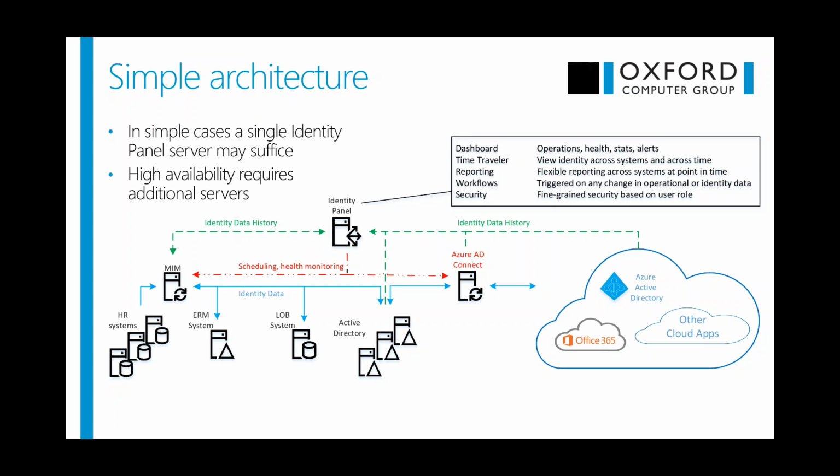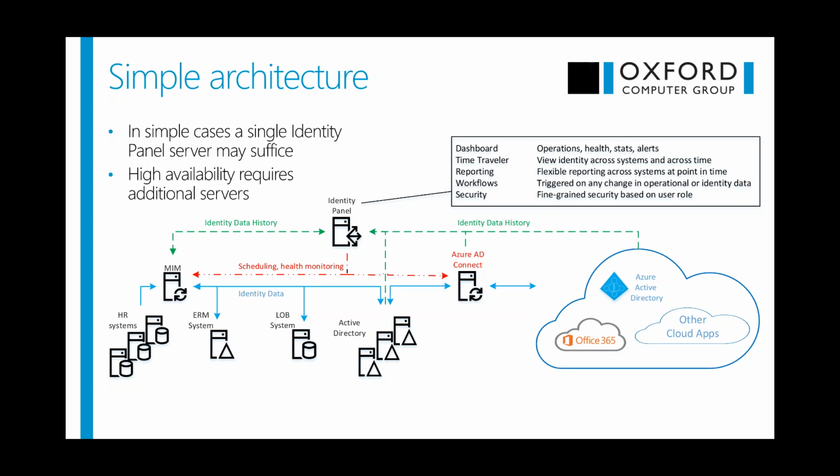And then sitting at the top there is Identity Panel, gathering the data so that it can keep the data history, but also being used to schedule and monitor. And I'll show you what I mean by that. Schedule and monitor the health of some of these systems. And the immediate features that we'll see when we go into demo in a moment is we'll get a dashboard with essential information straight away. We'll be able to report, and we can define workflows and so on. We also get the time traveler, which is the way that we view the identity data across lots of systems.